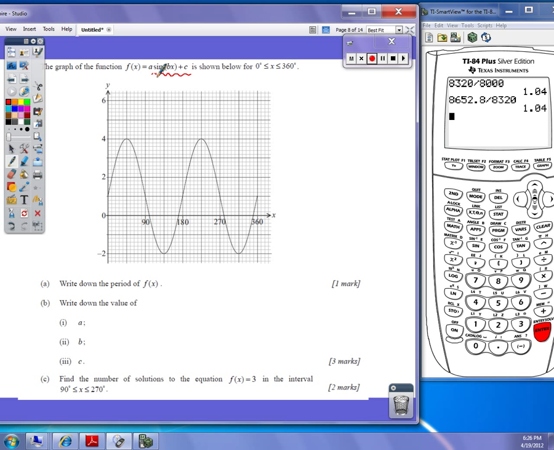Interesting. In 2008 we had a cosine graph. I wonder if it goes every other year. Probably wouldn't count on that.